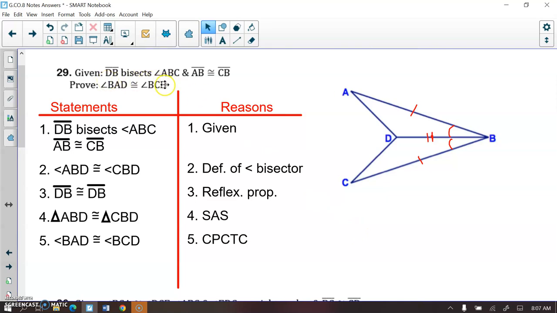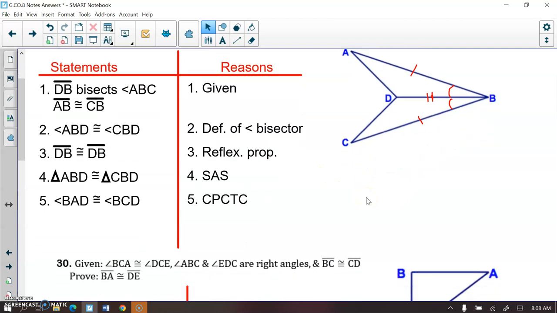Now, if I asked you to say that the measures of these angles were equal, what you would do is add a sixth step, and you would say the measure of angle BAD is equal to the measure of angle BCD, and that would be by the definition of congruency. So sometimes we won't stop at CPCTC, sometimes we will keep going. CPCTC only proves parts of triangles congruent. It does not prove parts of triangles equal. It does not prove parallel lines. It does not prove anything except for parts of triangles being congruent to each other.